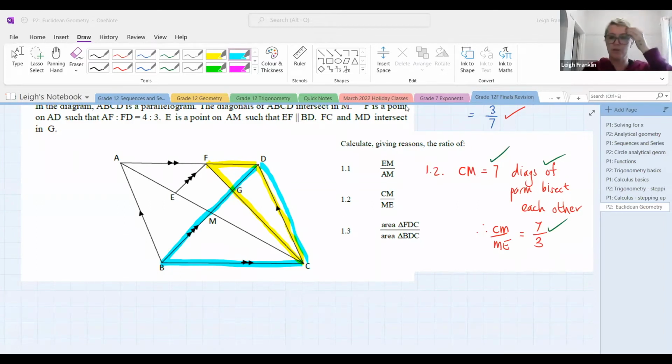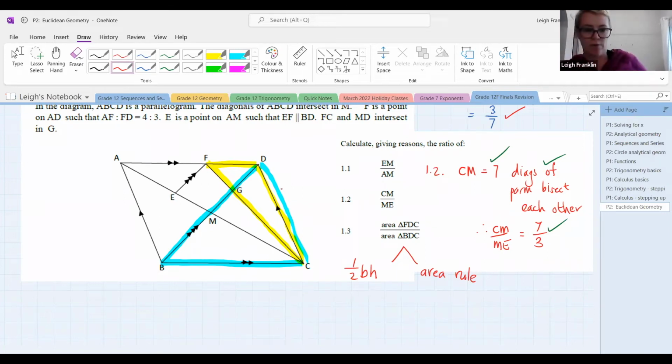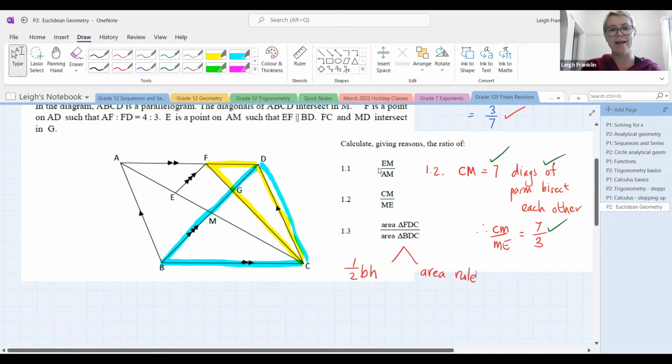Absolutely. So when they ask you a question like this, you are either going to have to do it by half base times height, or you're going to have to do it by the area rule. It's the only way that you can work out the area of a triangle. Now, if they want you to use the area rule, there has to be an angle that is in common. They have to share an angle.